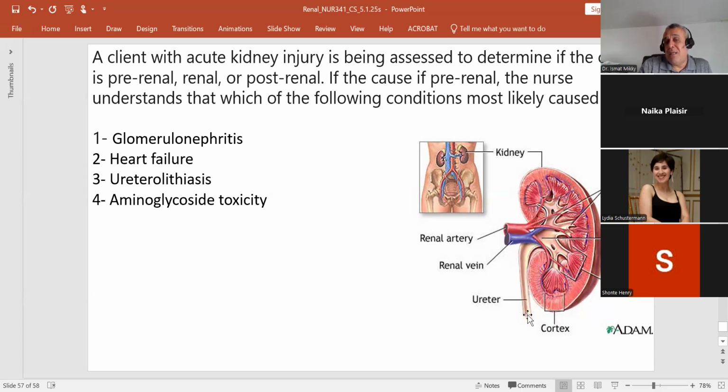A stone that is obstructing the ureter, for example, is post-renal. Strictures that obstruct the patency of the ureter are also post-renal. Pyelonephritis affects the kidney and the pelvis of the kidneys, so that is intra-renal. Stones within the kidneys are intra-renal. So for this question, which of the following conditions most likely caused it? Again, we said this is pre-renal. If the cause is pre-renal, which one goes with pre-renal? Heart failure.